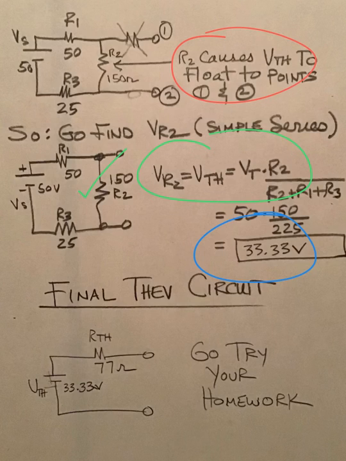Well, Thevenin is 33.33 volts. What this means is that when you have your Thevenin circuit, at the gap here, when you plug your load in, your load is going to have a 33.33 Thevenin voltage and a 77 ohm resistance sitting in front of it. And you have now successfully completed Thevenizing your first circuit. Congratulations.